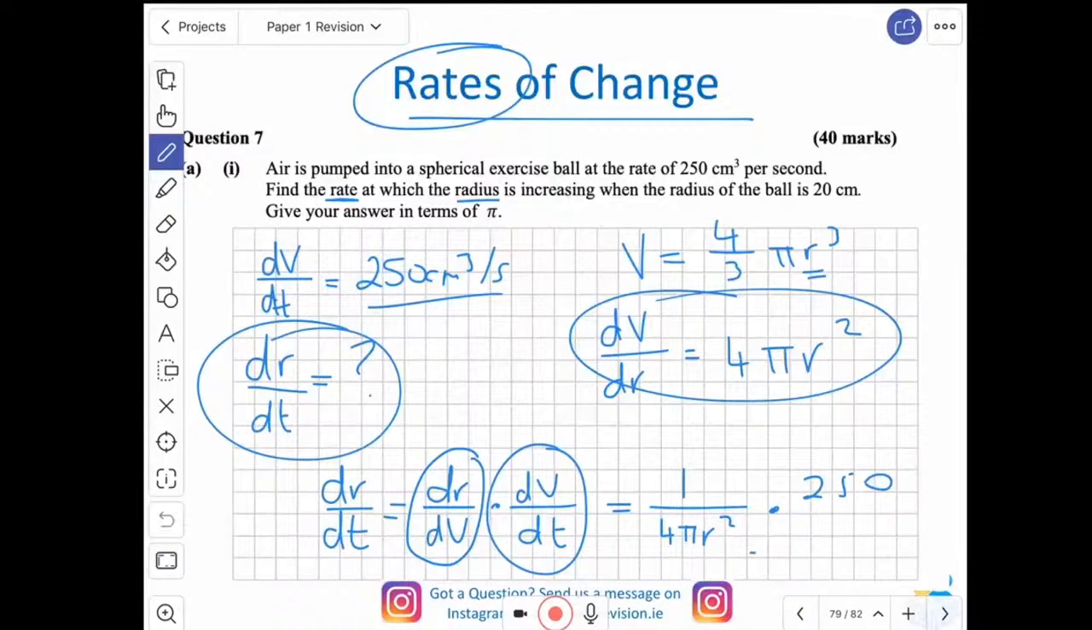And all I need to do to finish off this question then is going to be 250 over 4 pi. And remember, I know what r is. It's 20. They've told me the radius is 20, squared. Pop that into your calculator and you get your final answer.